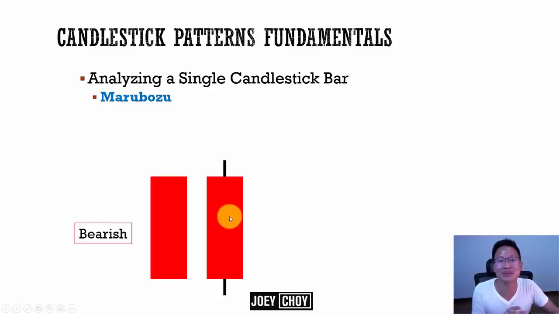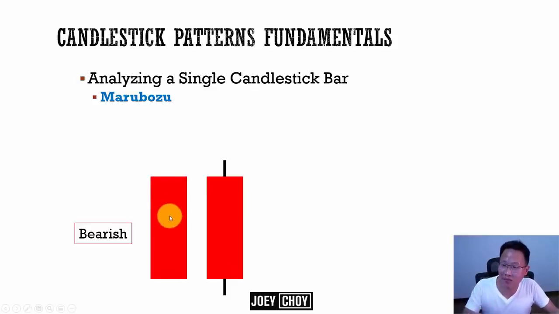Okay, good. The answer is the one on the left would be more bearish. Let me explain why. For this normal red bar, you can see it opens, goes up high, that's the high of the day. Sellers came back and pushed it down to a low of the day, and buyers came in at the end of the day, pushed prices back up, and it closed a bit higher, right at this point.